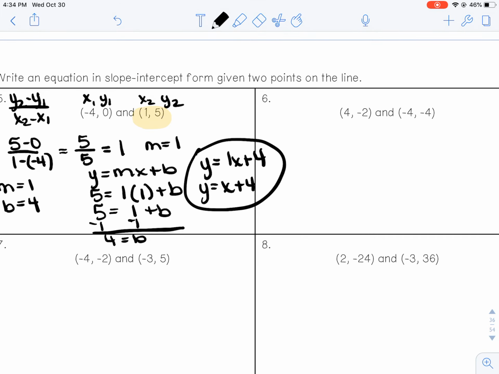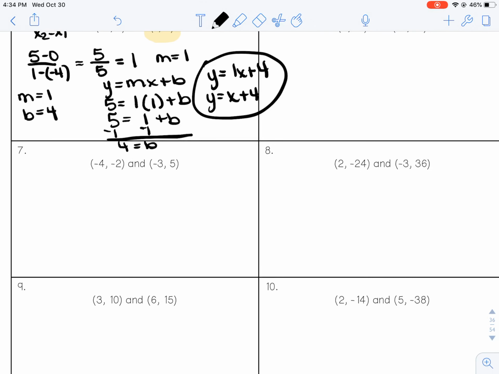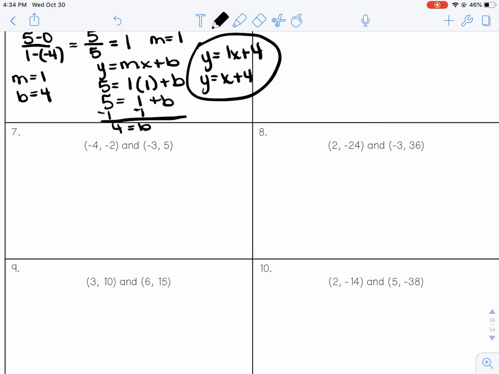Moving on. Again, I'm going to skip around a little bit on these. So I'm going to look at number 8. Okay. Again, they're not giving us the slope, so I'm going to label.